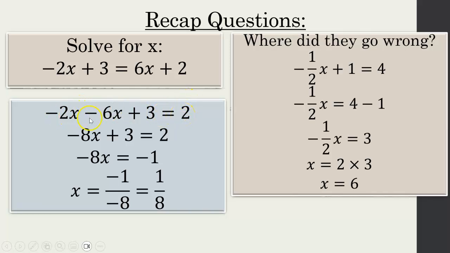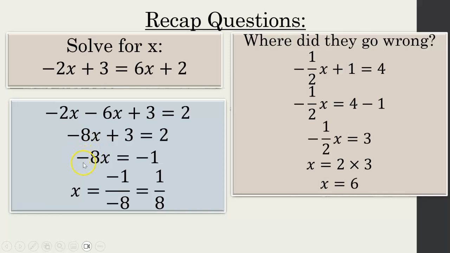Okay, what's minus 2x minus 6x? That's minus 8x. Minus 2 minus 6 is minus 8. Plus 3 is equal to 2. Then I'm going to bring the 3 over. So what's plus 3? I bring it across the equal sign. What's going to happen? It's going to become minus 3. So 2 minus 3 is minus 1. So I have minus 8x is equal to minus 1.